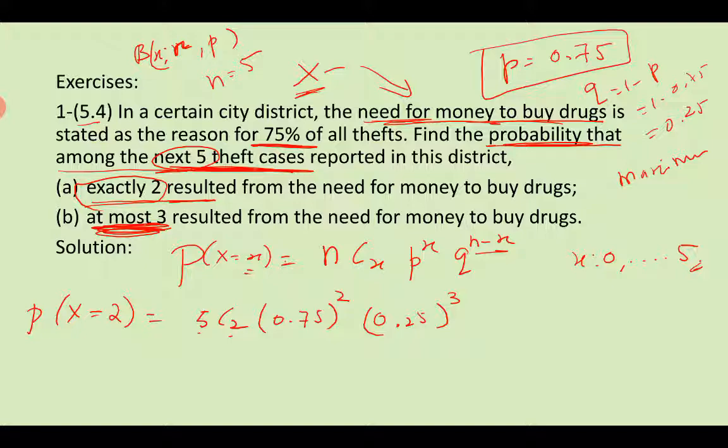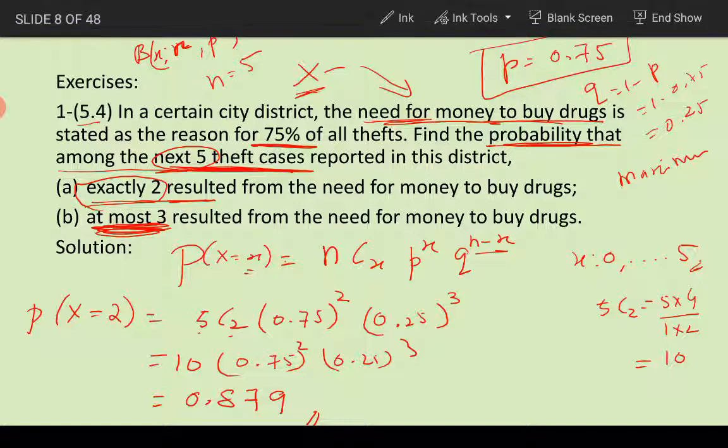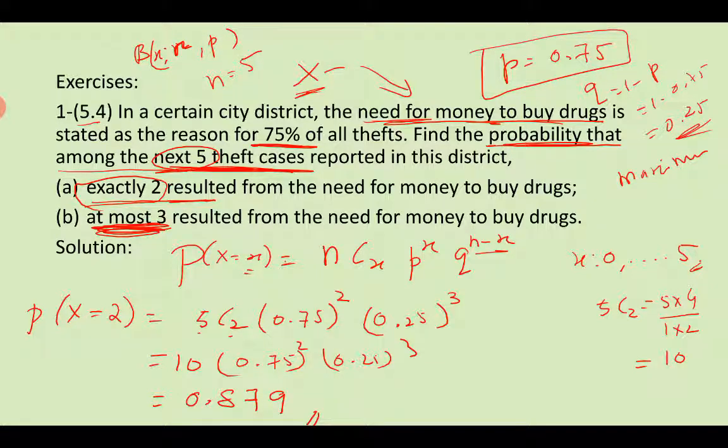And what is 5C2? 5C2 is 5 times 4 divided by 1 times 2. So 2 and 4 can be cancelled to 2. Answer is 10. This is 10 times 0.75 whole square, 0.25 whole cube, and use your calculator. The answer is 0.879. Check your answer. Okay, let me try the second part. You remember this information: probability p is 0.75, q is 0.25, n is 5. Only x varies.